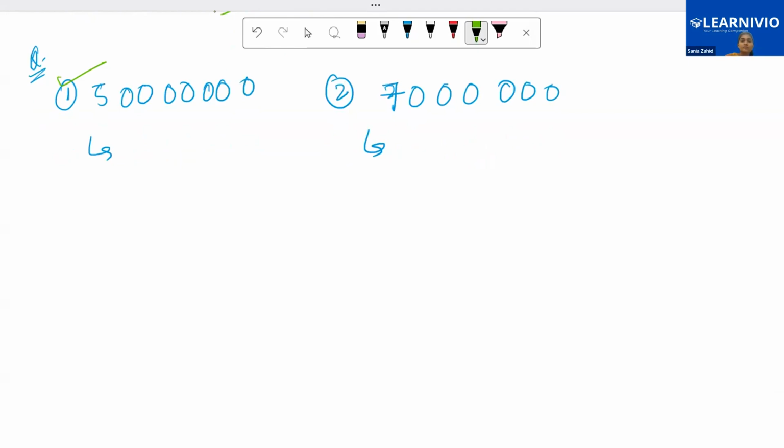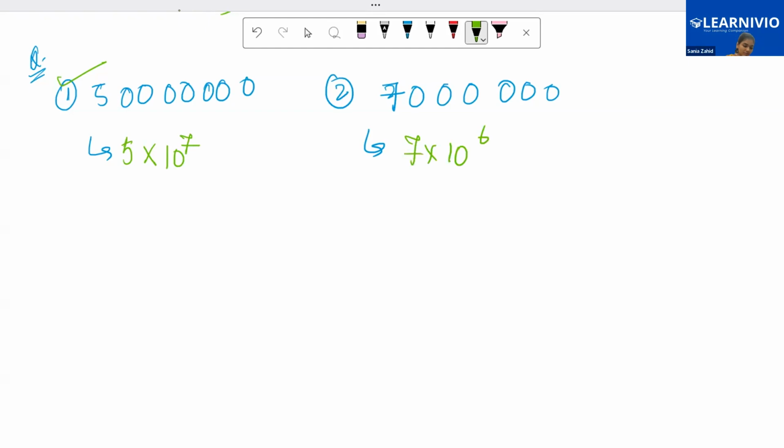5 standard form, into 10 to the power what? Okay, ma'am, that one. How many zeros are there? 5 into 10 to the power 7. Okay. And second one, Manha? 7 into 10 to the power 6. Okay.